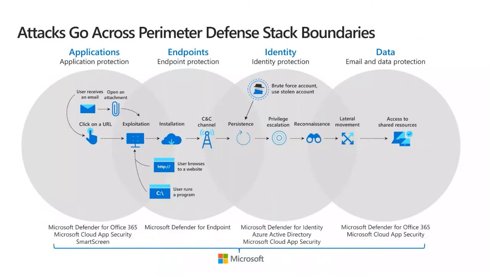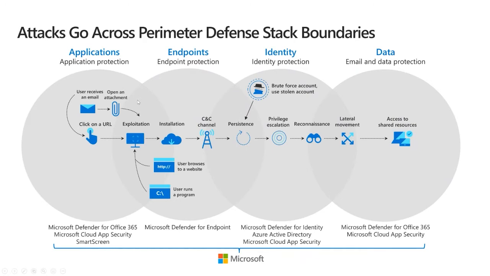So what does a typical attack look like? Usually when attackers try to target an organization, they might start by sending a phishing email, making the user click on a URL or open an attachment, which leads to exploitation of the first device in the chain. In this realm, Microsoft has products such as Defender for Office 365 and Microsoft Cloud App Security, and even Windows 10 security capabilities such as SmartScreen that aim toward stopping the attacks here.